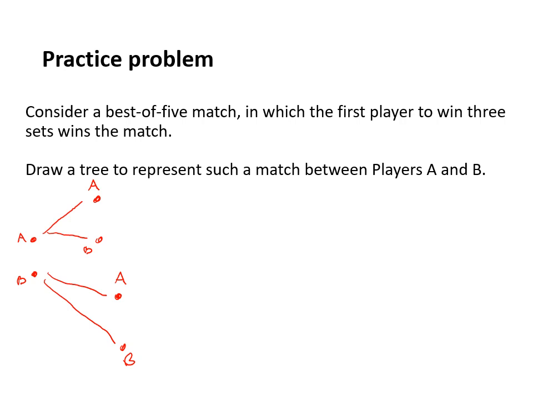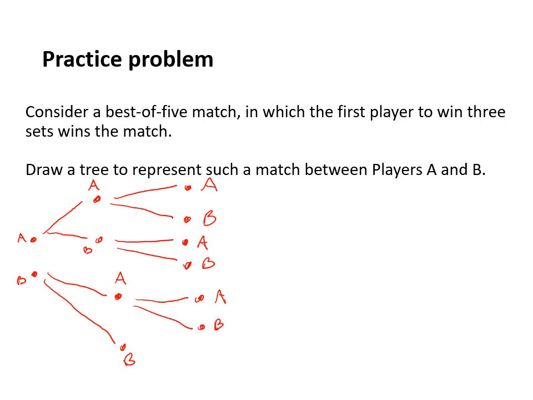Okay, now the third match, we branch more. So we have A wins the third match, we have B wins the third match. Here we have A wins the third match, and B wins the third match. Here we have A wins the third match, and B wins the third match, and so on. Again, A, B.